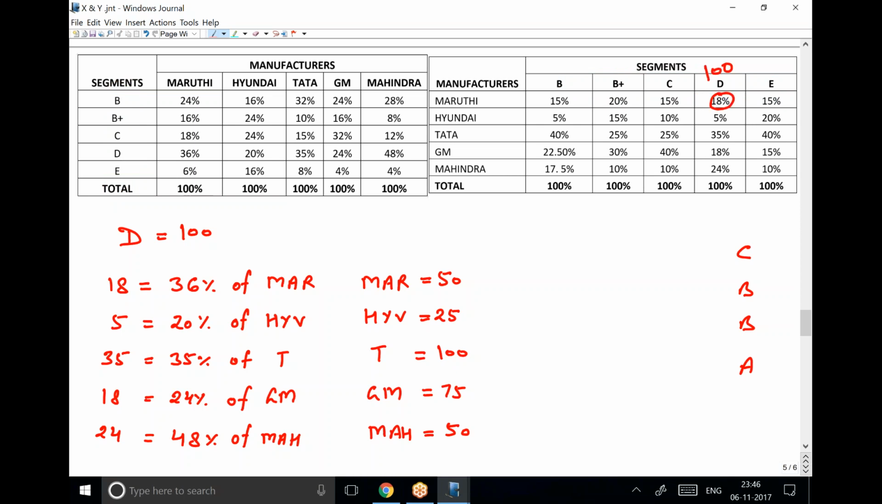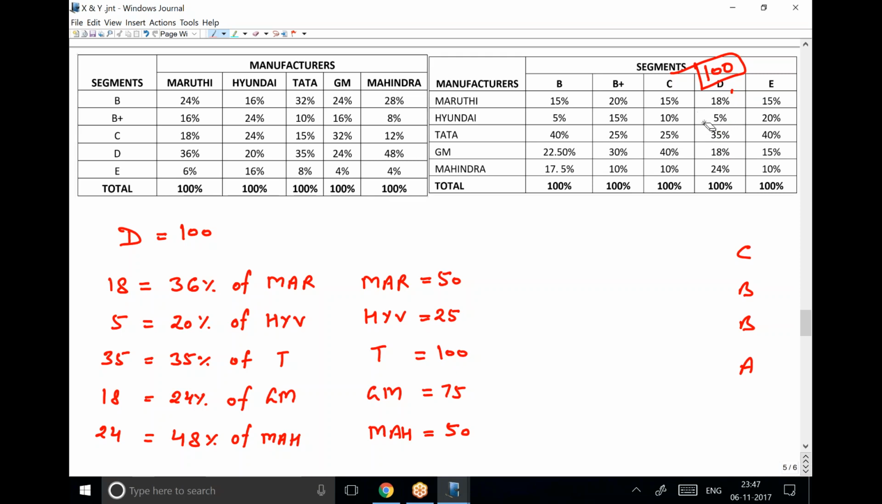So Maruti becomes 18, this becomes 5, this becomes 35, this becomes 18, this becomes 25. Because after assuming this is equal to 100, all these percentages will become actual numbers. So all of them are given to us in terms of actual numbers. I am discussing caselet number 18 in this scenario.